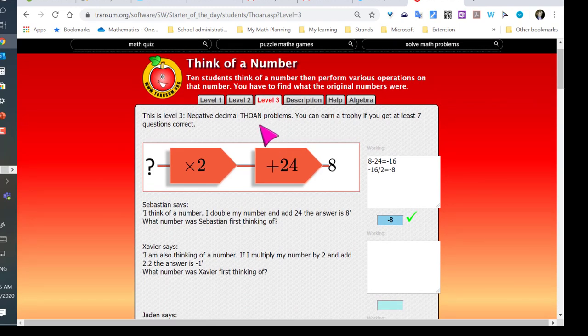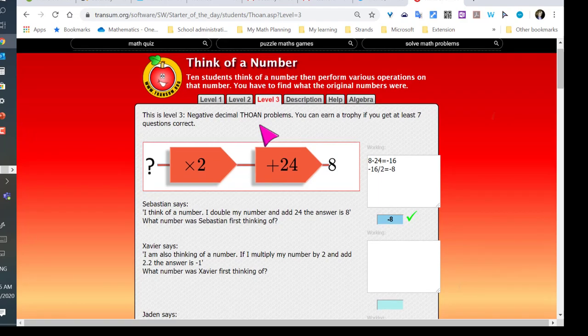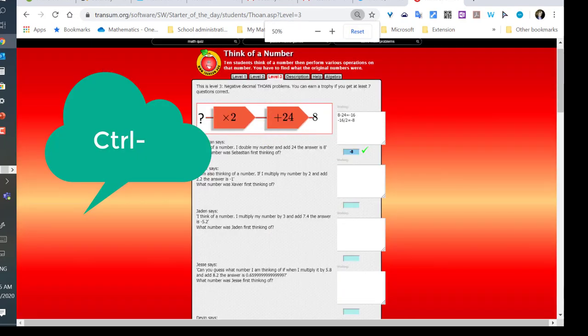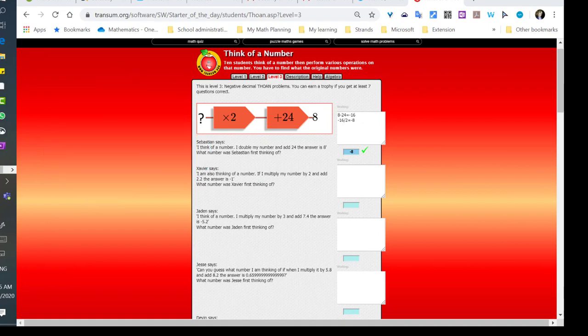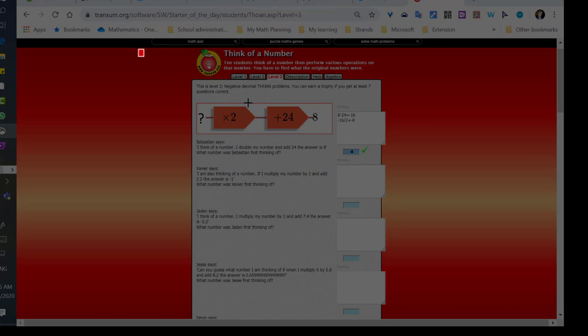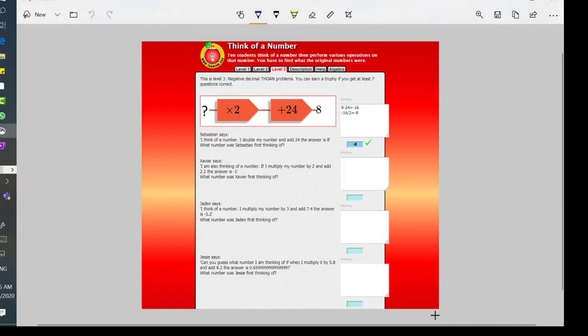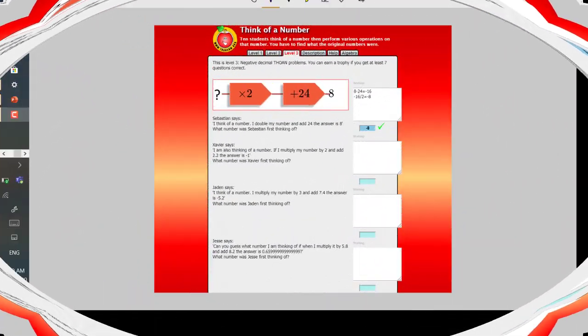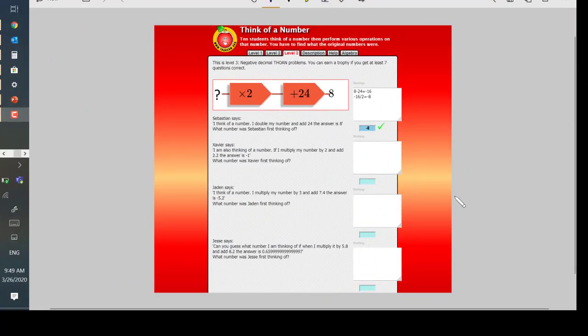So what I would like you to do is, if you've completed a level, make your screen smaller by pressing Ctrl-minus. And then I would like you to use your snippet tool and snip that page, save the page by either right click and copy or Ctrl-C, and then you are going to go to OneNote.